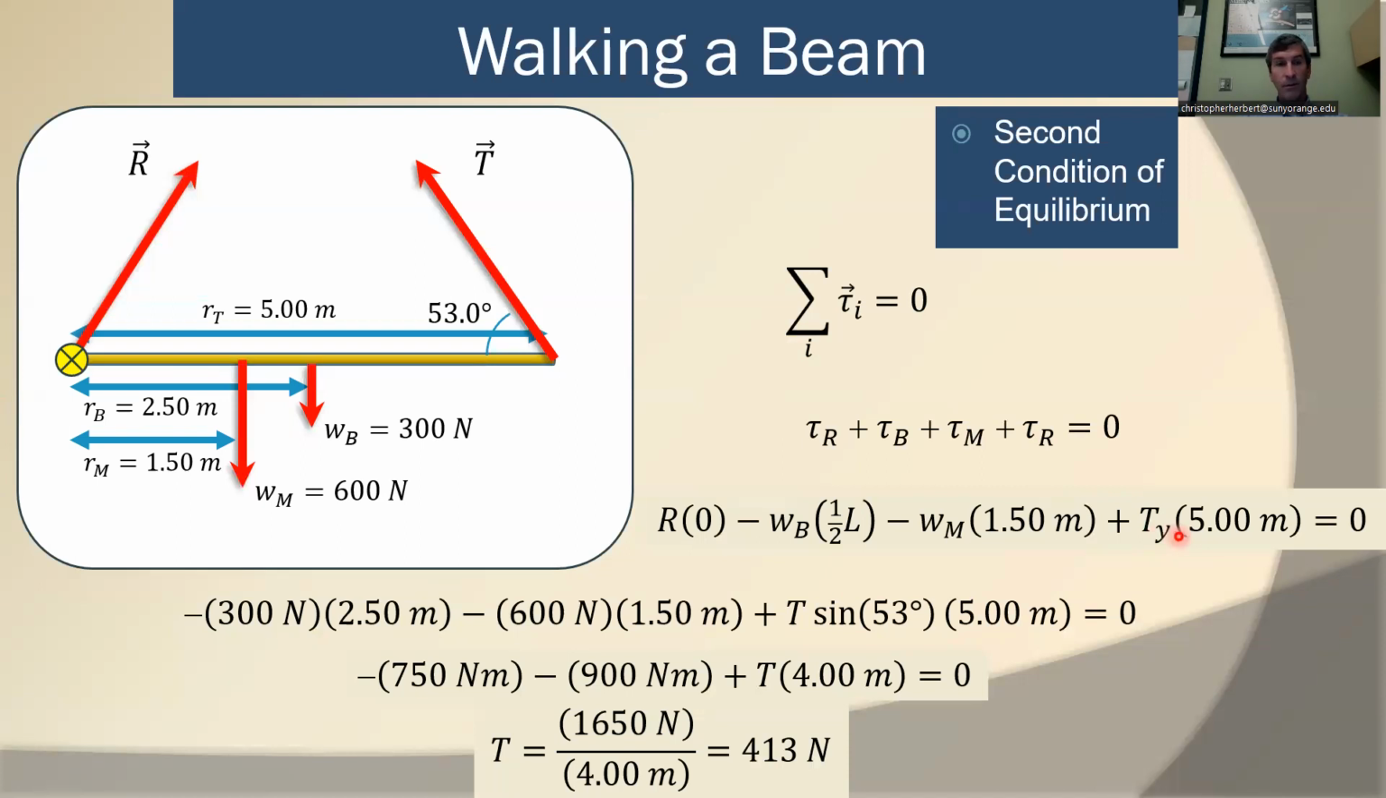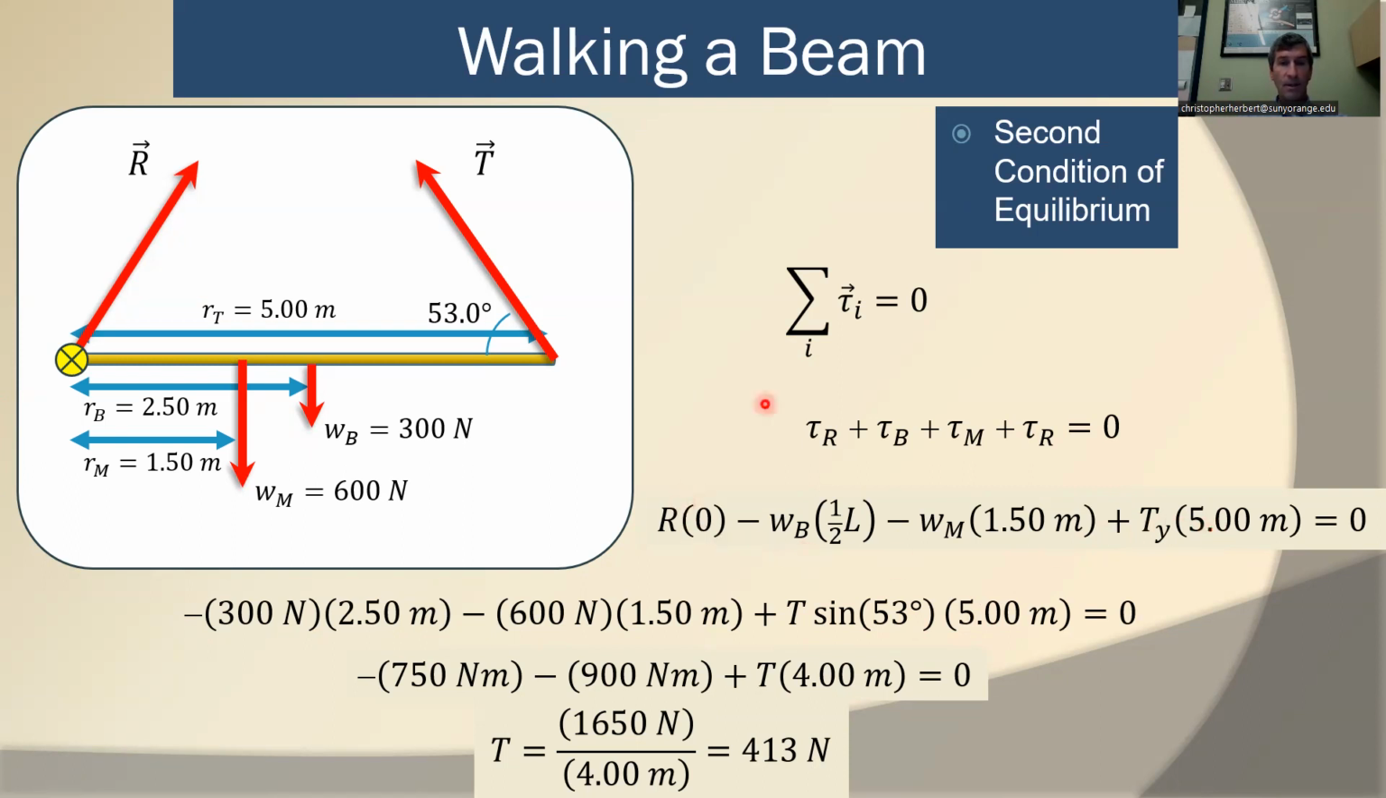The torque due to the cable is going to be the perpendicular component, so Ty times 5 meters. You could also write this as just tension times sine 53 degrees times the distance from the axis of rotation, 5 meters, which we do later on, but really it means the same thing. The y component of the tension is T sine theta. The torque of that tension is RF sine theta. So it brings us all to the same thing.